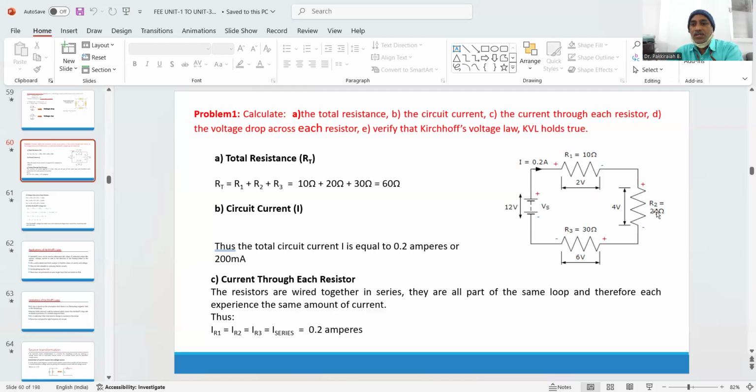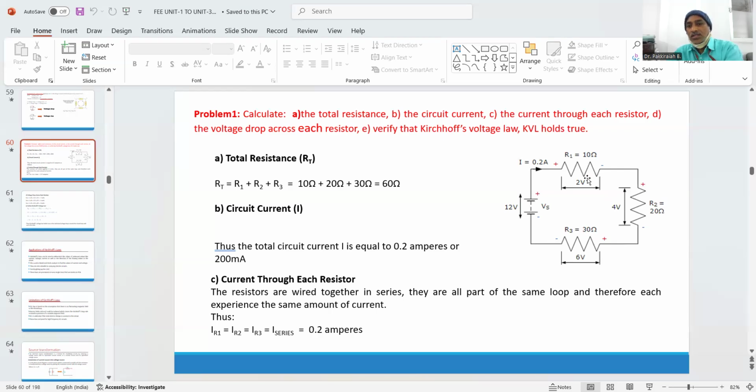Similarly, across resistor 2, R2 is 20 ohm, and the current flowing in the series circuit remains the same, 0.2 amps only. So 0.2 into 20 ohm, 4 volts. And across resistor 3, the opposition resistance is 30 ohm. Current is the same, only 0.2 amps. So 30 into 0.2, 6 volts.